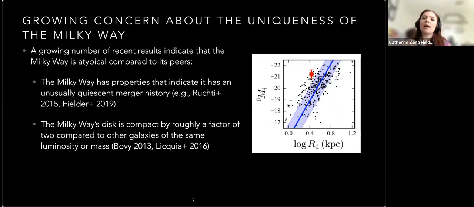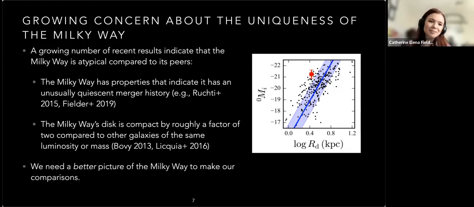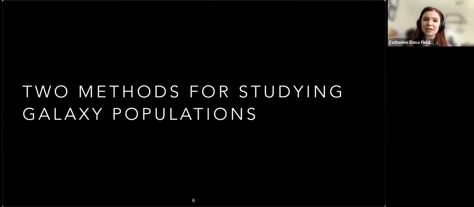So this is a plot of a galaxy scaling relation where we have I-band absolute magnitude as a function of disk scale length. This is a general galaxy sample. And then we have this point of the Milky Way, where it's outside of this 2 sigma region. So we need a better picture of the Milky Way to actually make our comparisons from simulations to observations.